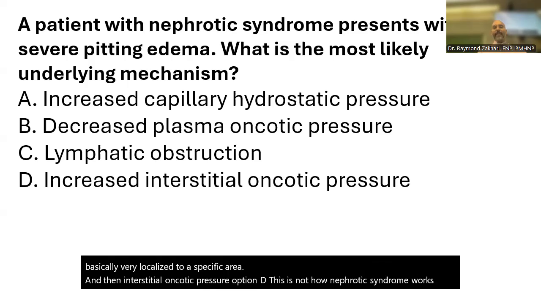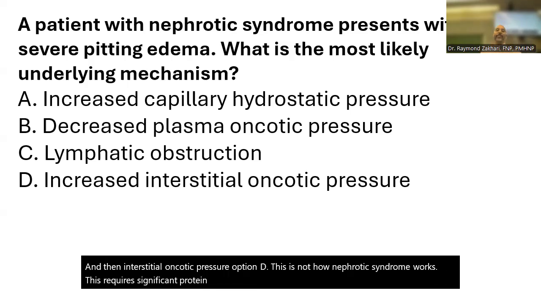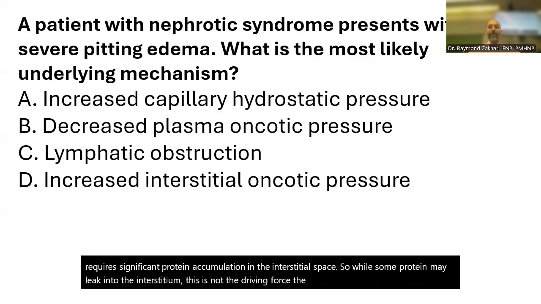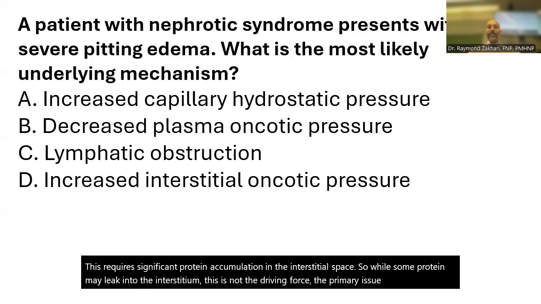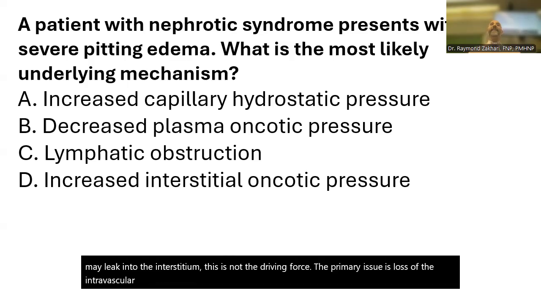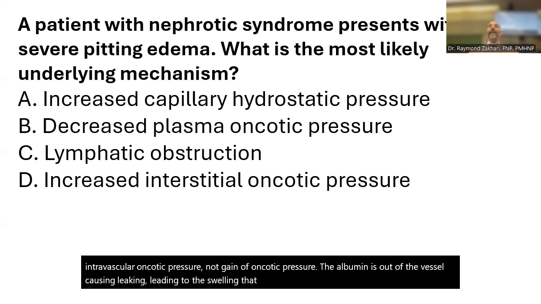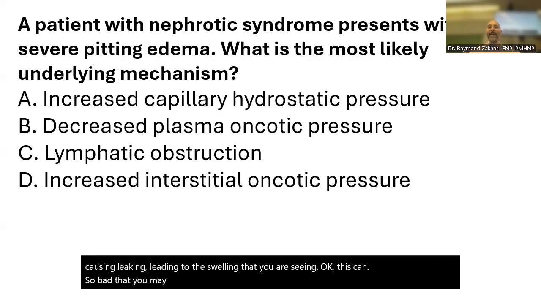This requires significant protein accumulation in the interstitial space. So while some protein may leak into the interstitium, this is not the driving force. The primary issue is loss of the intravascular oncotic pressure, not gain of oncotic pressure. The albumin is out of the vessel, causing leaking, leading to the swelling that you are seeing. This can look so bad that you may notice periorbital edema. If it's so bad, you can notice anasarca.